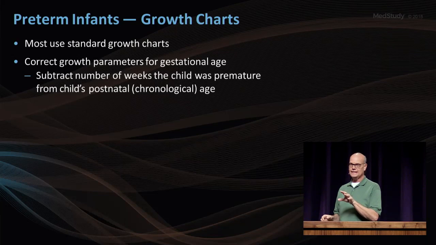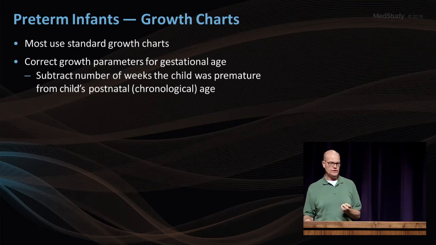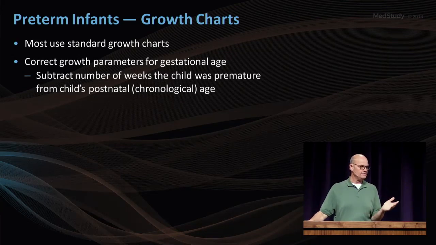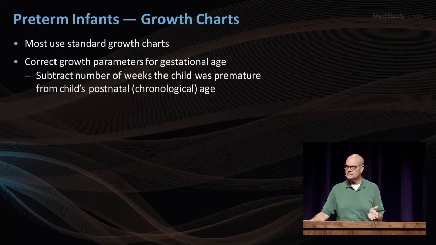If you're given a weight or a height on a preterm infant, and now that infant is, say, 12 months old or 18 months old, how do you know whether that particular infant is now failing to thrive or whether his particular weight, although low, is still okay because of his prematurity? So be sure to always correct for gestational age. You can see the correction there.